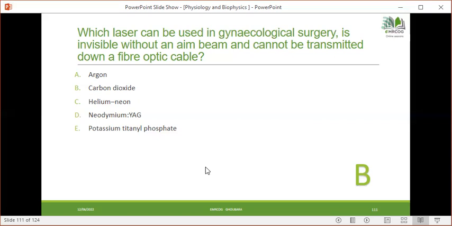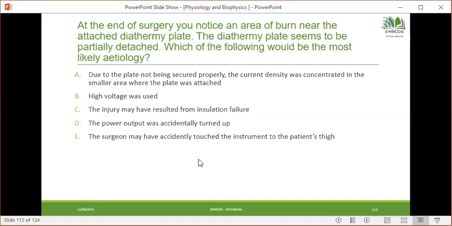This one is a really famous question. They are not going to ask you about the other types of laser, but anyway, all of them are types of laser. The most common one in our practice is the neodymium, which we sometimes use in cases of anesthetic gynecology or cancer treatment and so on.